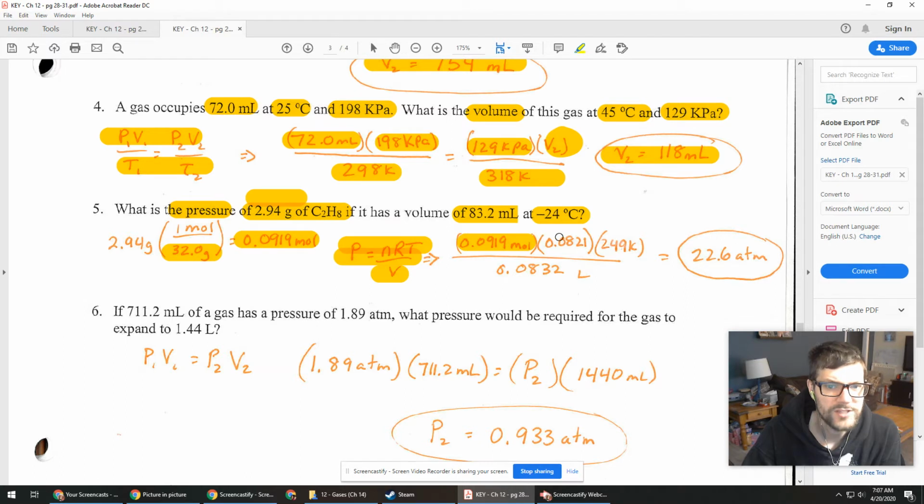I've got moles. R is that gas constant. That is a number you don't need to memorize. It's on your reference packet. I take my temperature, I convert it to Kelvin, and I take my volume and I convert it to liters.